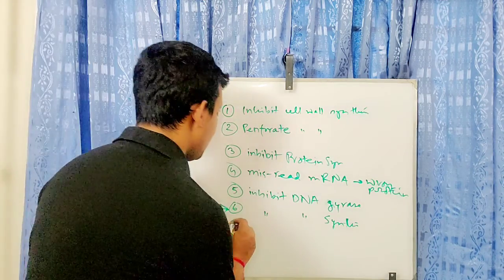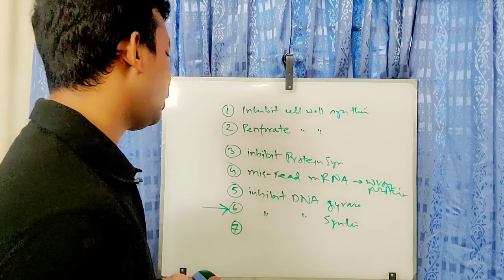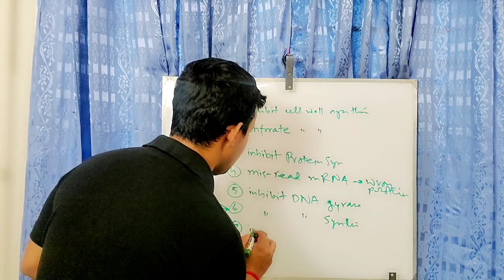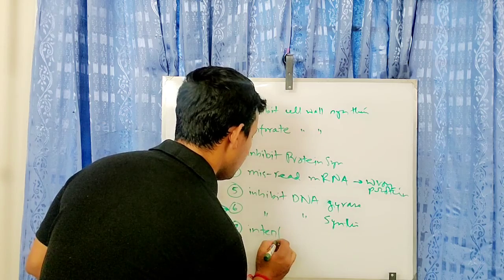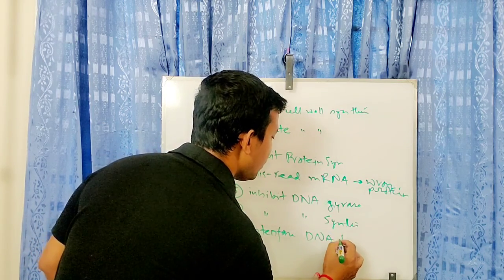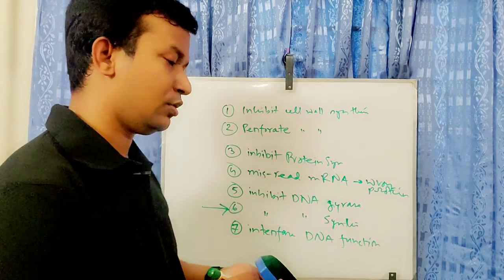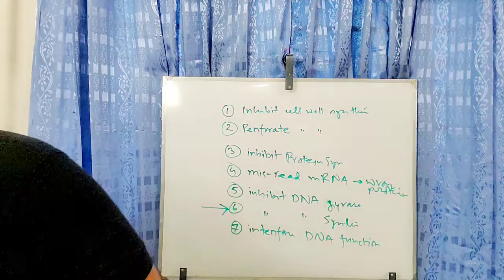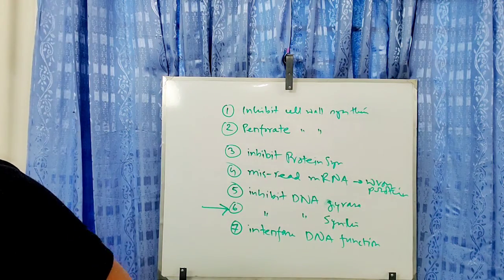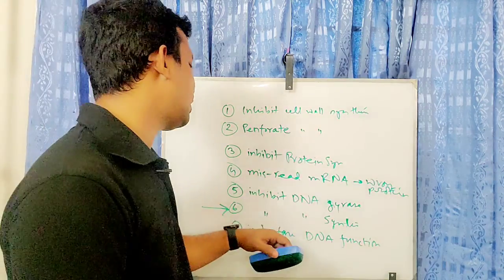And number 7, what they can do, they can interfere with DNA function. So I think the 3 things they can do at the DNA level: interfere with the DNA function, then DNA synthesis, and inhibition of the DNA gyrase.